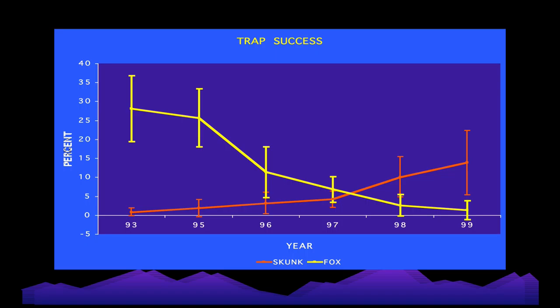Look at that epicness. What do you guys think about this? What's wrong with this figure? Yeah, trap success, right? Good. Yeah, so it yells at us, trap success. And percent and year, right? Don't use all capital. Skunk. Fox. And fox. That's right.